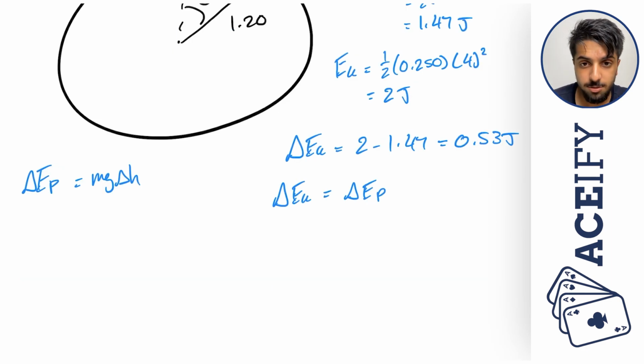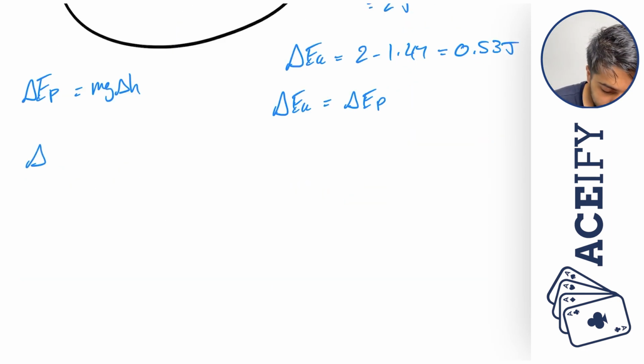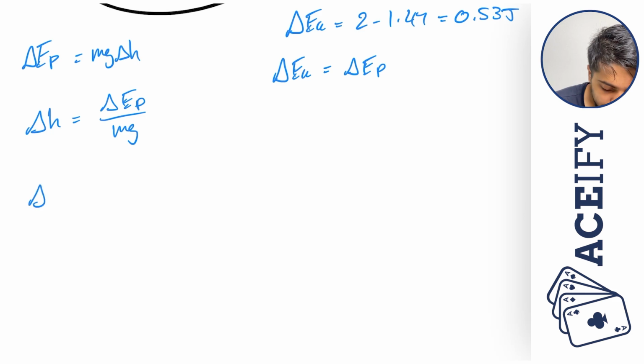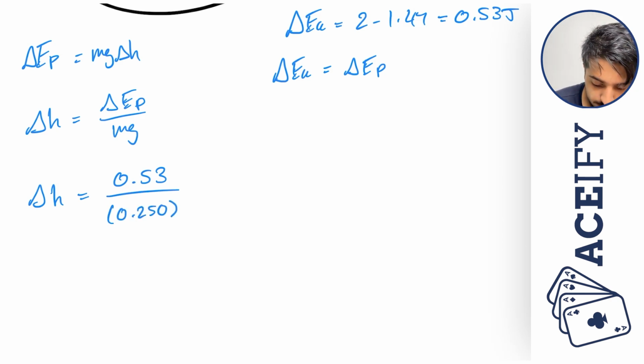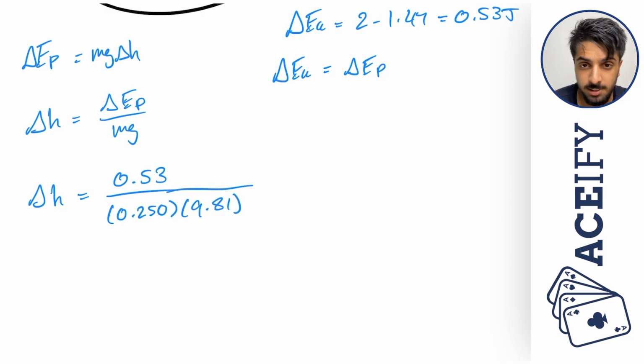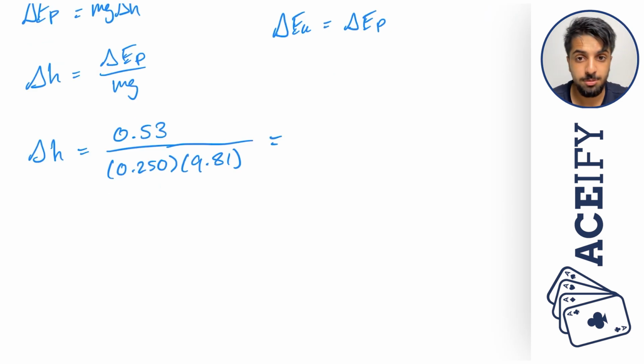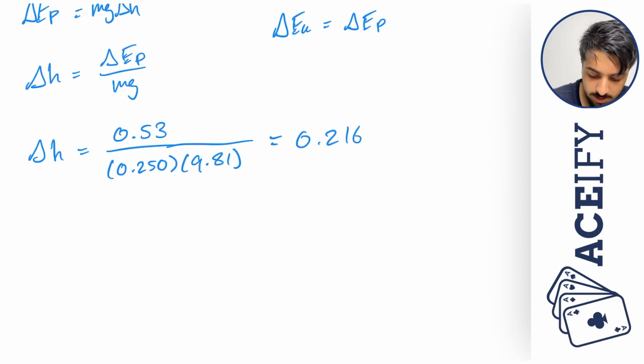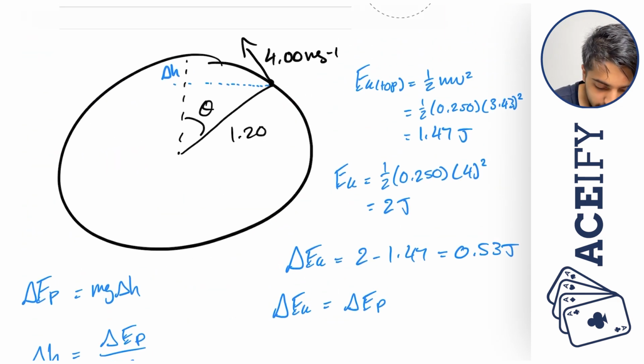And so now we can rearrange for delta H, and we get our delta H is equal to our change in EP all over mg. And so therefore our delta H is equal to our change in EP, which we found out was 0.53, all over its mass, which is 0.250, times gravity, which is obviously 9.81, acceleration due to gravity, sorry. And that gives us a delta H of 0.216 meters.